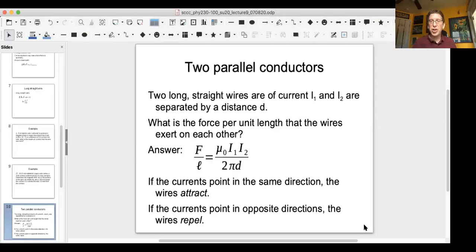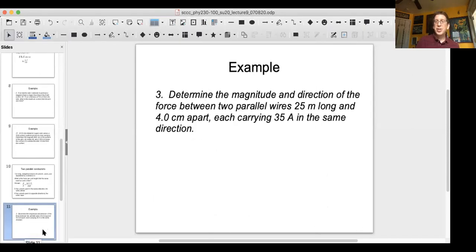So again, the currents attract when they point in the same direction, they repel when they point in the opposite direction. So let's do an example. Determine the magnitude and direction of the force between 2 parallel wires 25 meters long and 4.0 centimeters apart, each carrying 35 amps in the same direction. We can figure out the direction right away. They attract each other. The currents are pointing in the same direction, so the magnetic force will be attractive. And now for the magnitude of the force.